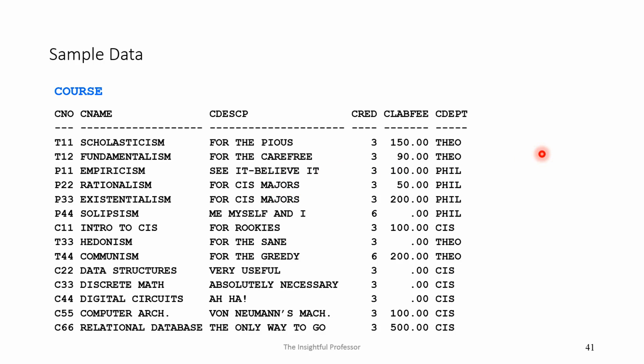It has 6 columns and 14 rows. Notice the C department column has values that we saw in the department table. It must, because C department is defined as a foreign key. So we have theology, philosophy, CIS. Those are the only values that we see here. Management is another possibility, but currently management doesn't sponsor any courses. We also have CNO, which is the primary key, and you can scan the data as shown here and verify that there are no duplicates. And then we have a brief course name, the number of credits and the lab fee, 2 numeric columns.